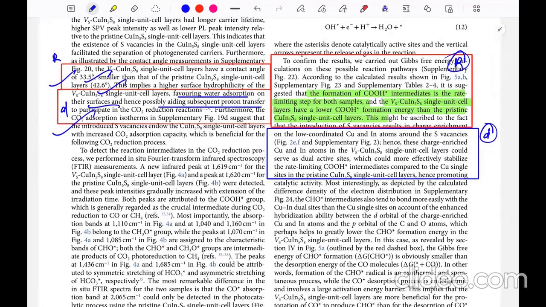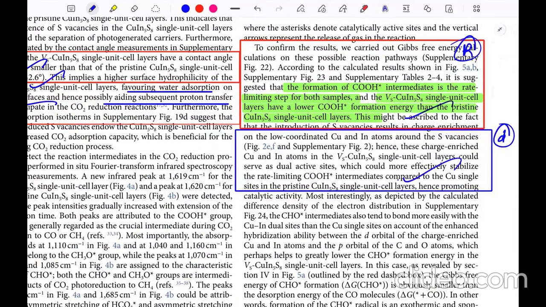Again, here it is a result, and here is what we can conclude from that. From DFT calculation, formation of the COOH intermediate is the rate determining step for both samples, the pristine as well as the sulfur vacancy one. Also, the sulfur vacancy single unit cell layer has a lower formation energy than the pristine one. So this is the result, and what is the discussion?